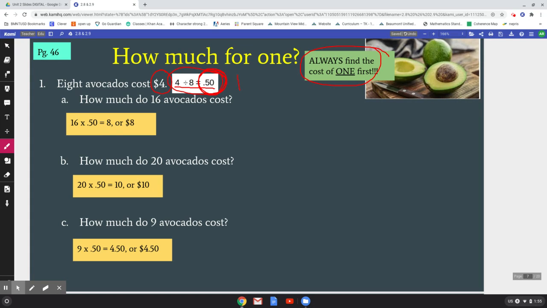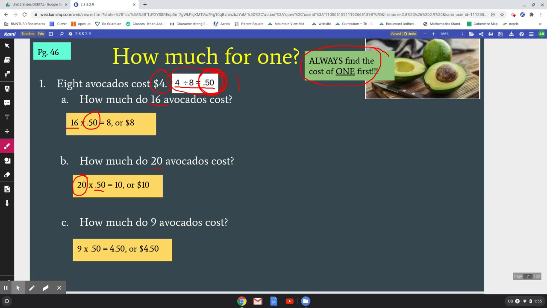So it says, how much do 16 avocados cost? All you do is you take 16 of them multiplied by that cost of 1, which is 50 cents. So it would be $8. So for letter B, it says, how much do 20 avocados cost? You're going to take that 20 and you're going to multiply it by that 0.50. And that's going to give you $10.